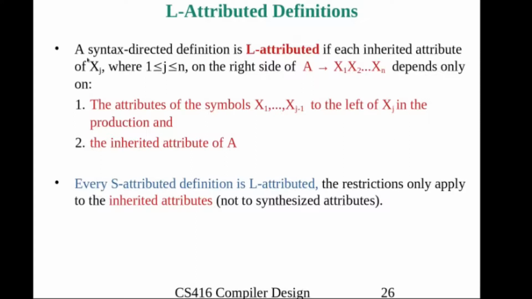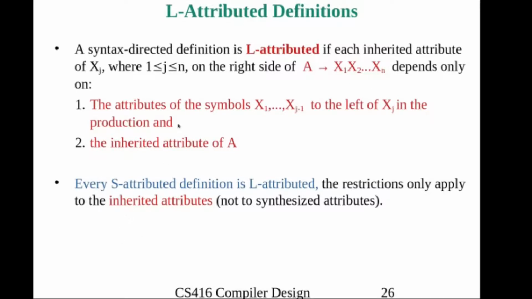What is an L attributed definition? A syntax directed definition is L attributed if each inherited attribute of Xj, where 1 less than or equal to j less than or equal to n, on the right side of A gives X1, X2, Xn, depends only on the attributes of the symbols X1, X2 to Xj minus 1 to the left of Xj in the production, and the inherited attribute of A. That is what an L attributed definition is.